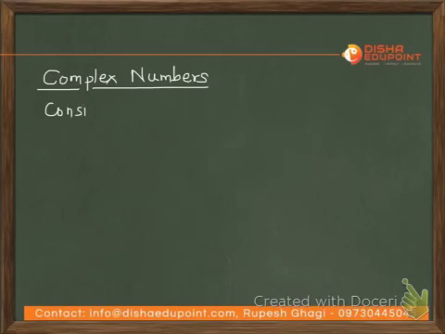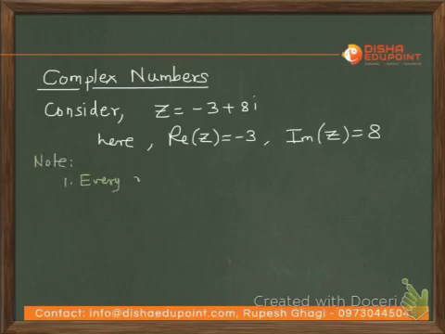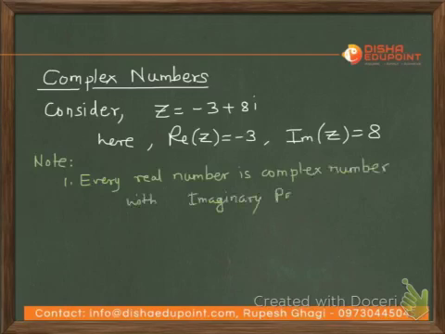Let's consider one example. z is equal to minus 3 plus 8i. So here the real part of z is equal to minus 3 and the imaginary part of z is equal to 8. Note that every real number is a complex number. But in this particular complex number, the imaginary part will be equal to 0. They are called purely real numbers.